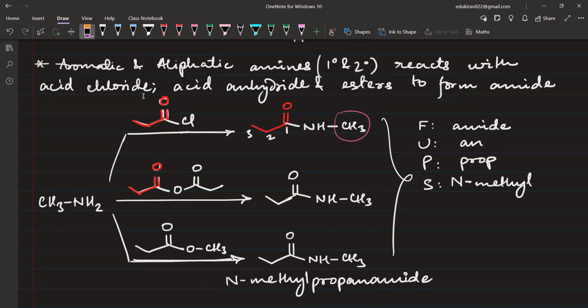Please write this down. Raise your hand once you're done. N-methyl propanamide. हाँ ठीक है.